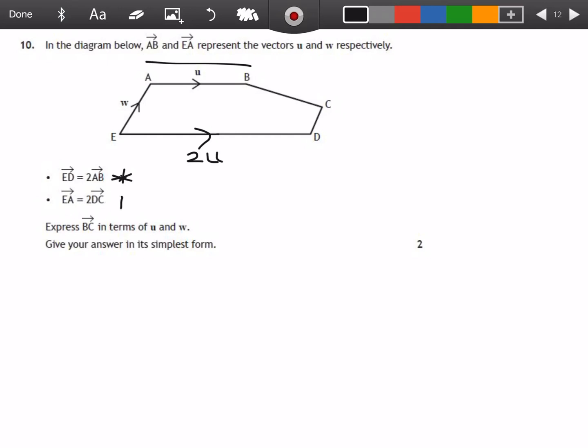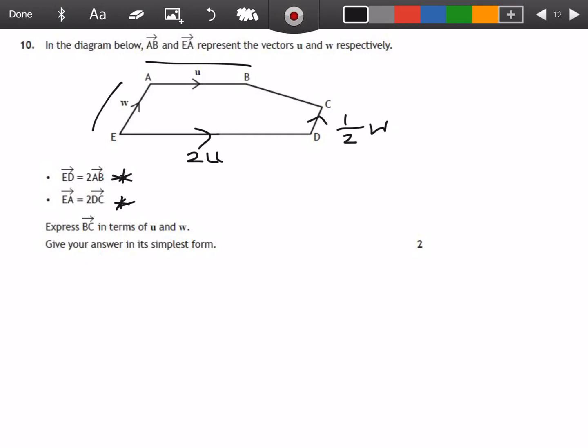The next one, E to A, which is this one here, which is W, that's 2 times the size of DC. It's not saying that DC is 2 times the size of W, right? W is 2 times the size of this one here. What's this one here then? This must be a half of W. If that's a half of W, then E to A is 2 times that one, which is W.